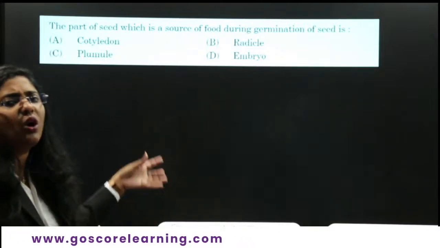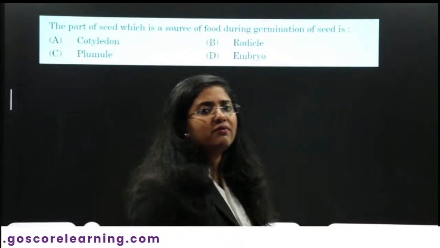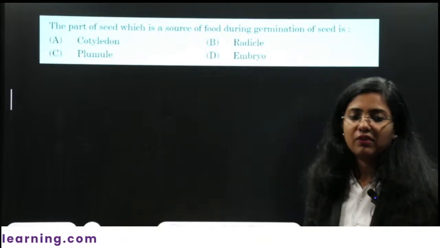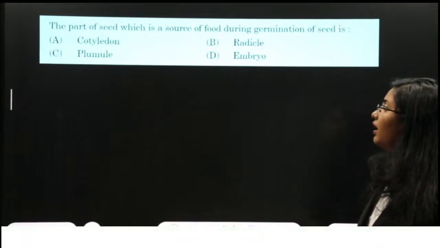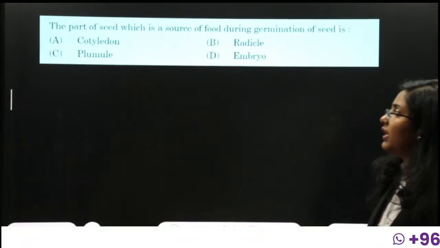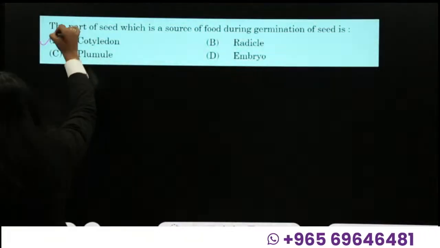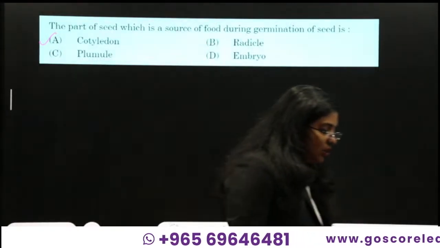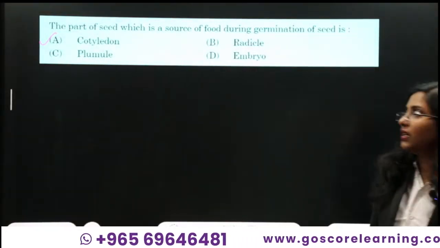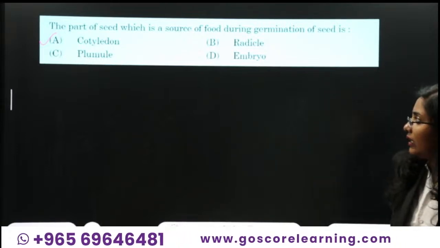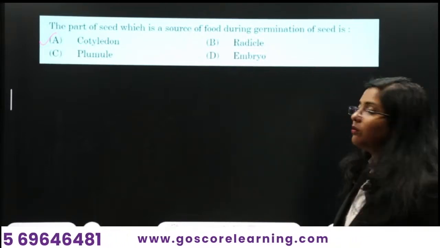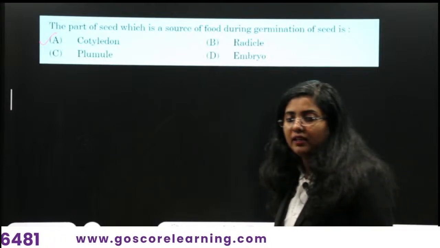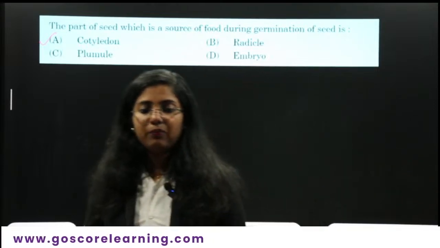We can see all these structures inside the embryo. These structures can be found only in the embryo, so the embryo is also not the correct answer. So what is the correct answer? The correct answer here is A, cotyledon. Cotyledon is the part that nourishes the seed during the germination of the seed. The embryo gives rise to a full plant itself.